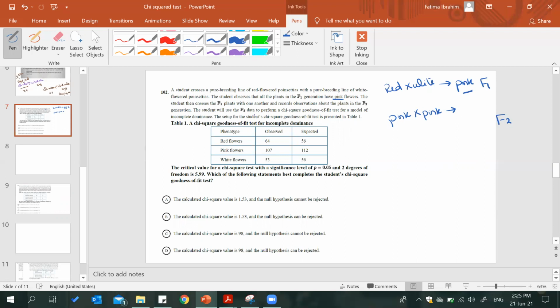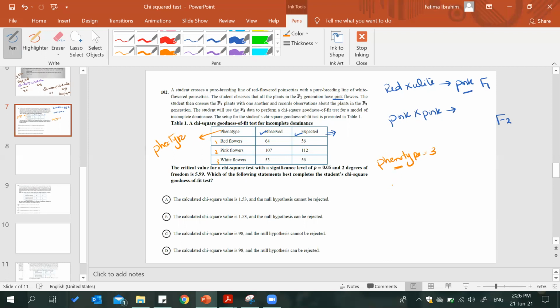The student will use the F2 data to perform a chi-square goodness of fit test for the model of incomplete dominance. The setup of the student's chi-square is given. So those are the observed and the expected. I gave you the expected, so hallelujah, you are not going to use the chi-square formula. And this is the observed. How many phenotypes? First, I'm collecting the given. Those phenotypes, how many different phenotypes? 1, 2, and 3. So phenotypes equal 3.